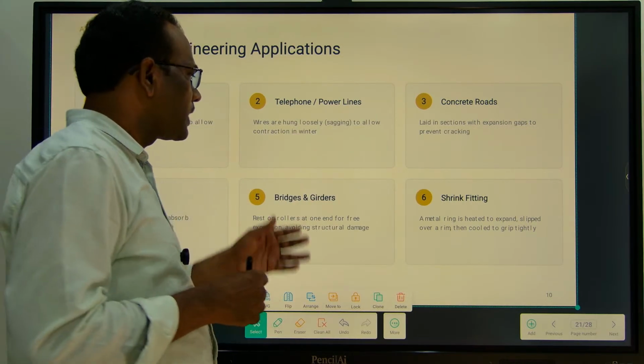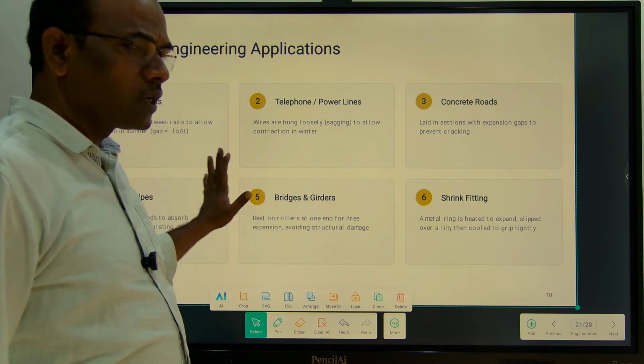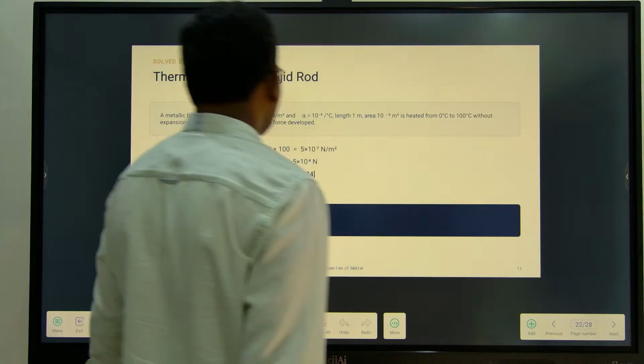That is the reason. So many applications are there in our daily life. Then you read again after my class. Okay, many applications are there.